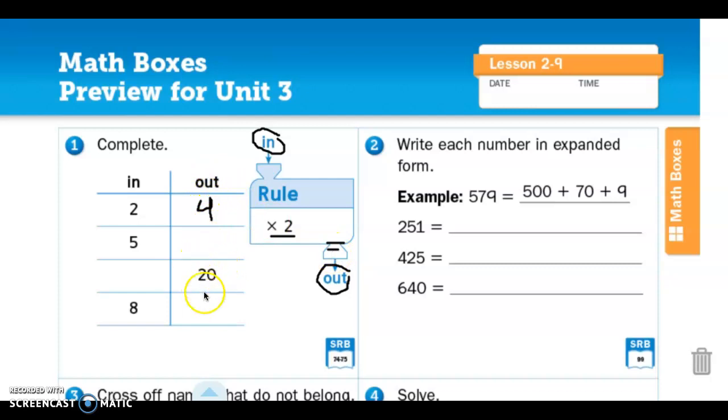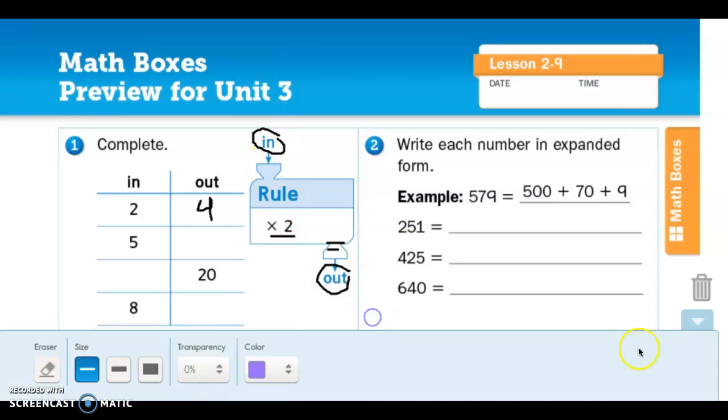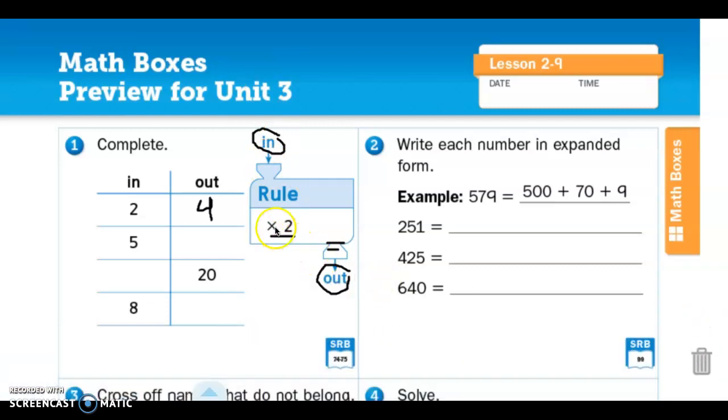But look at this. I don't have an in for this line, but I have an out. That means we have to go backwards. So 20 would come right off the top. That means we have to do everything backwards. What is the opposite of multiplying? It is dividing. So this is like saying 20 divided by 2 equals.